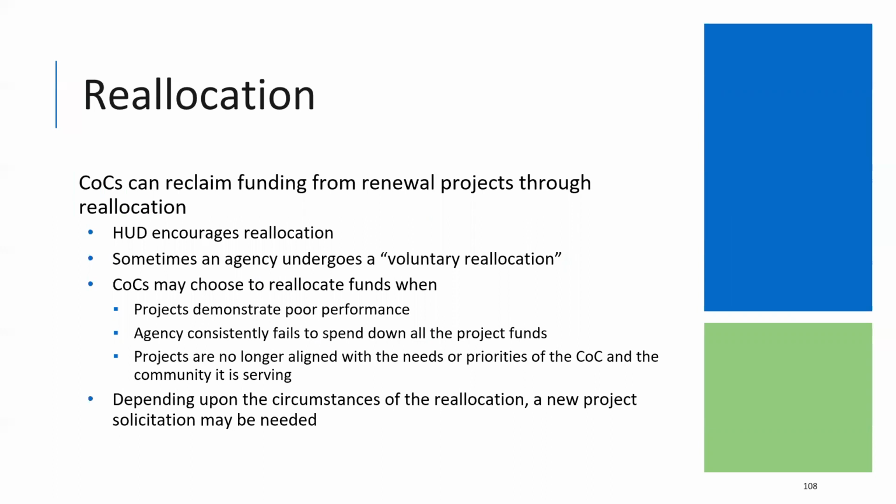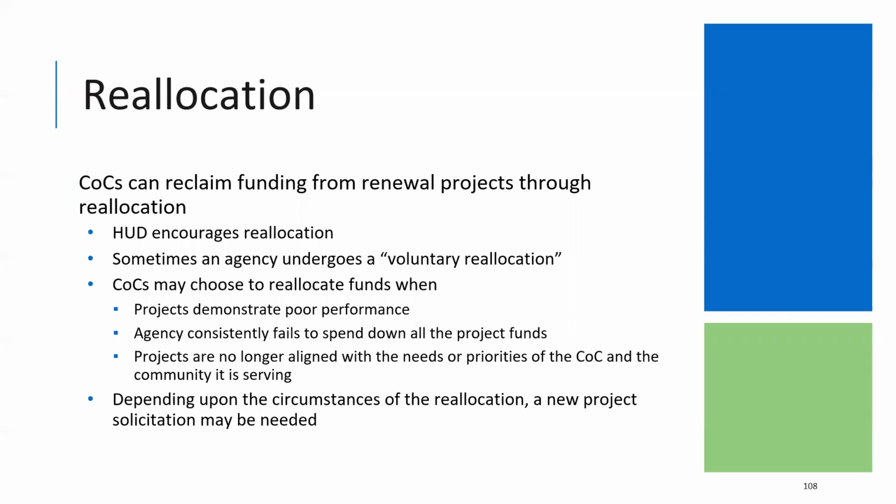Sometimes an agency will undergo a voluntary reallocation. Typically, this is when they're maybe not interested in operating the project due to certain barriers, or maybe they actually want to switch their project altogether. They want to switch from being a permanent supportive housing to a rapid rehousing provider. So they'll reallocate their grant and then go in for a new project.